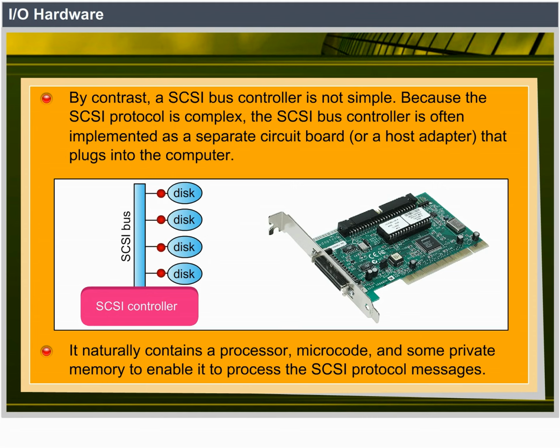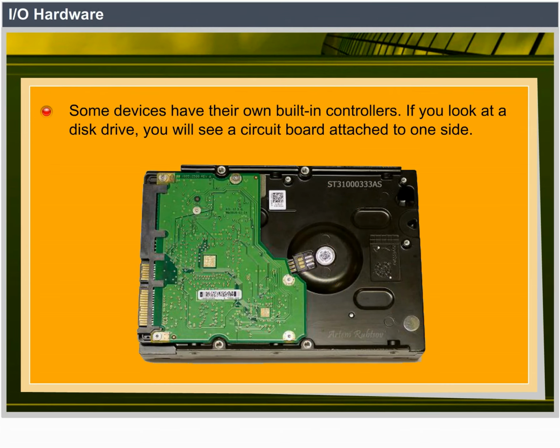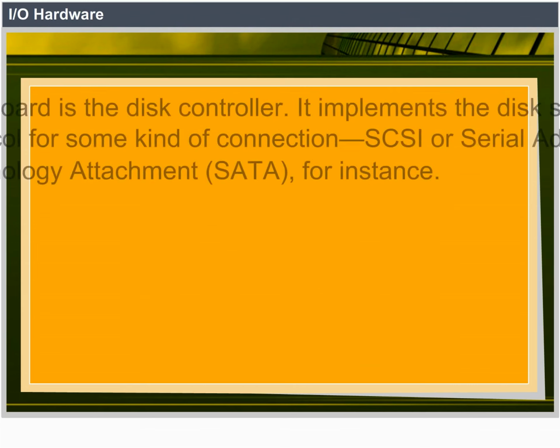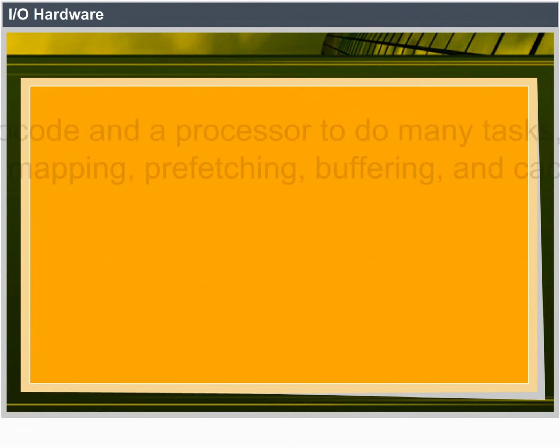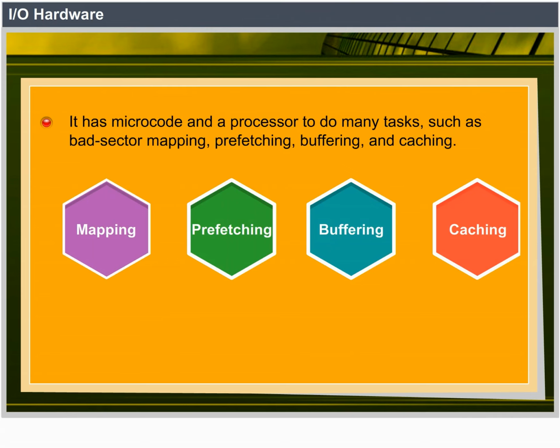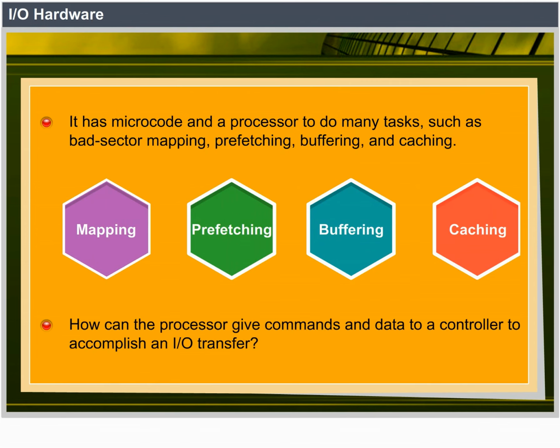Some devices have their own built-in controllers. If you look at a disk drive, you will see a circuit board attached to one side. This board is a disk controller. It implements the disk side of the protocol for some kind of connection, SCSI or Serial Advanced Technology Attachment (SATA), for instance. It has microcode and a processor to do many tasks such as bad sector mapping, prefetching, buffering, and caching.